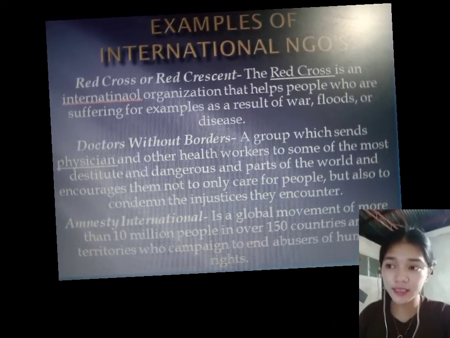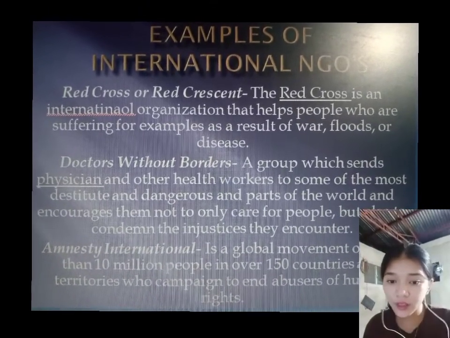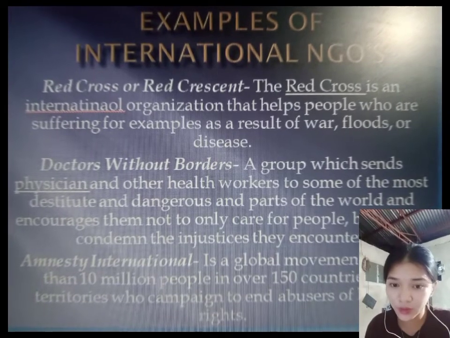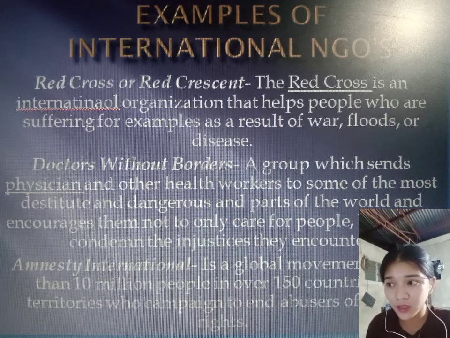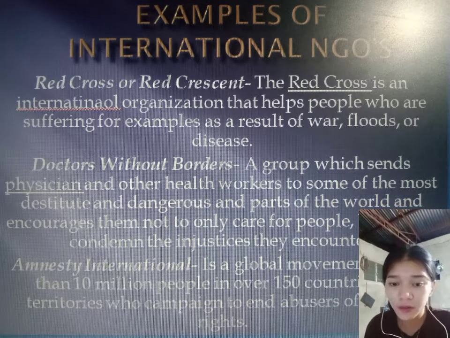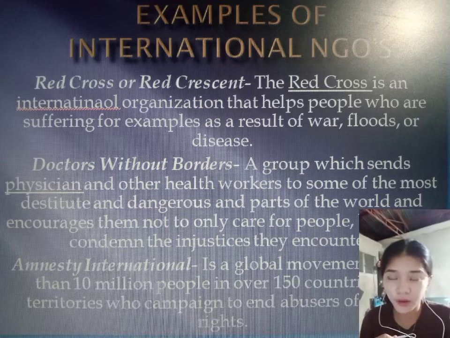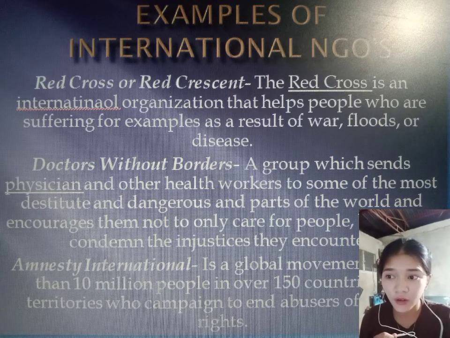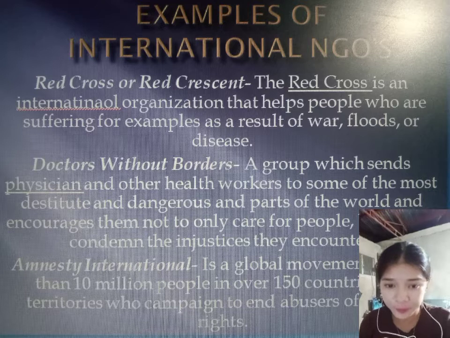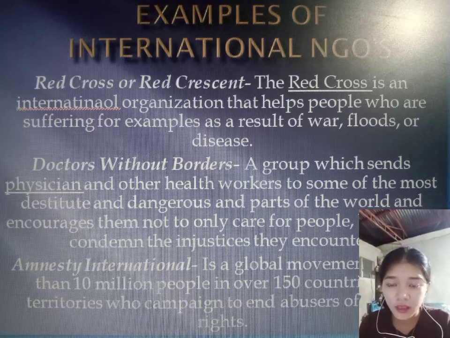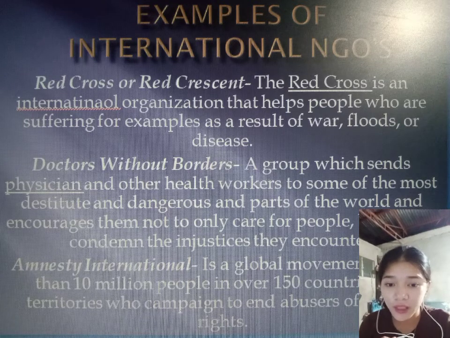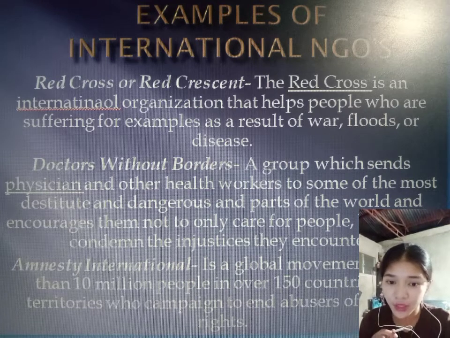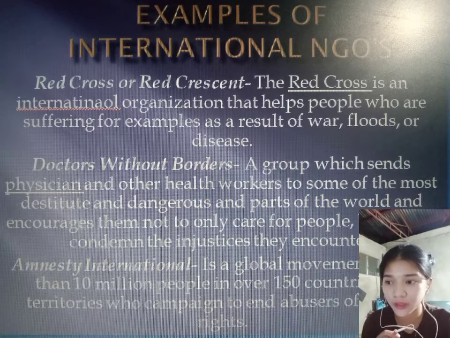So the next slide is the examples of international NGOs. The first one is the Red Cross or Red Crescent. The Red Cross is an international organization that helps people who are suffering, for example from flood or disease. Its mission is to alleviate human suffering, protect life, and help protect human dignity, especially during conflicts and other emergencies. That is the function of the Red Cross or Red Crescent.